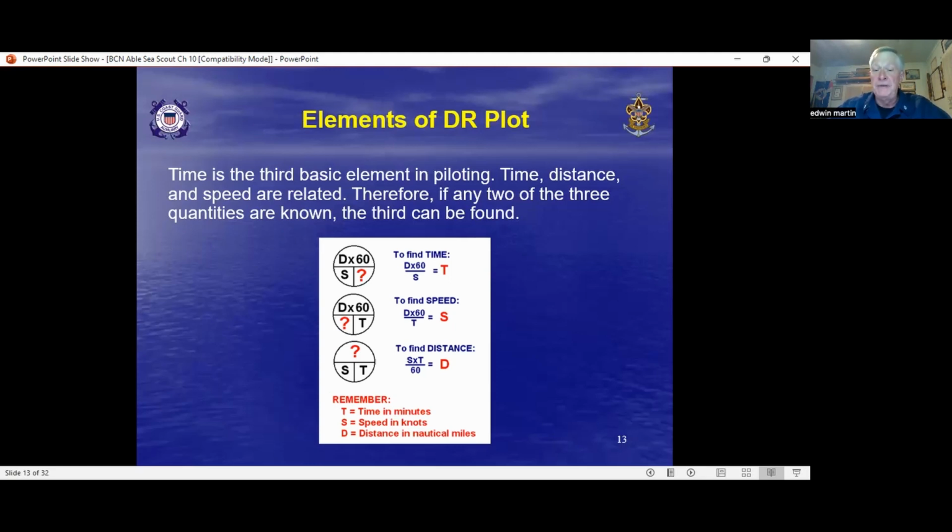To find the distance, and basically the two that we're going to use are the time and the distance, speed times the time divided by 60 will give you distance in nautical miles. The time is always in minutes. So if you end up with 93 minutes, that's an hour and some odd minutes. Your speed is always in knots and your distance is always in nautical miles.